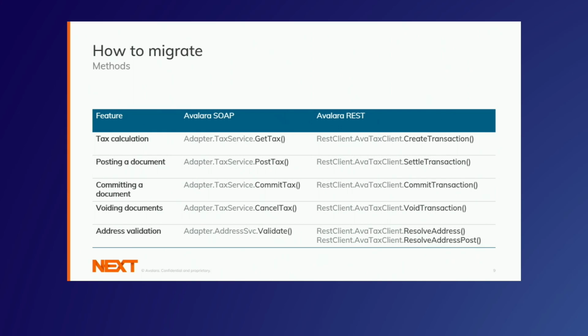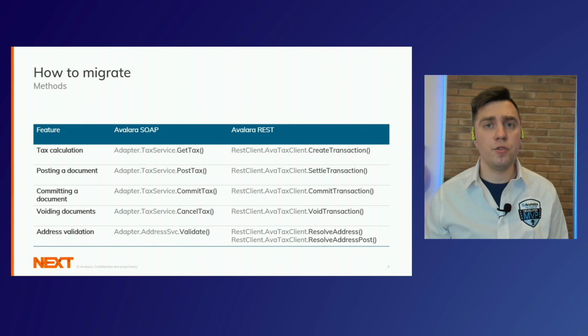For the address validation feature, there are also 2 different methods that are equivalent to the SOAP Validate method. They are pretty much the same, but take different parameters as input: a class versus separate address values like line 1, line 2, line 3, city, region, and so on.